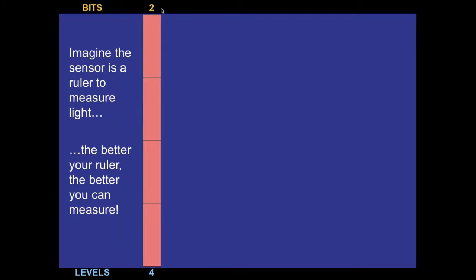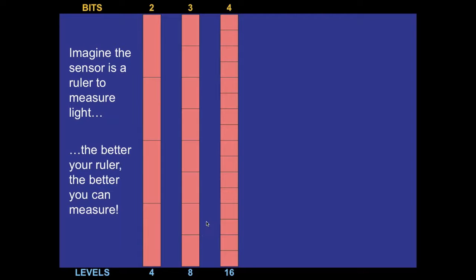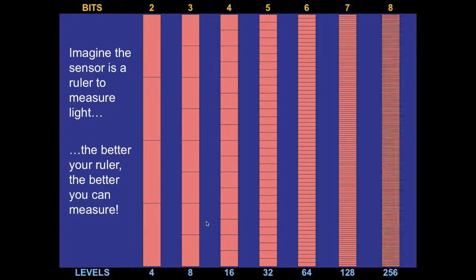So for example, a 2-bit file has 4 different levels in it, which is basically 2 squared, 2 to the second power equals 4. A 3-bit file has 8 different levels, that's 2 to the third power equals 8, and so on, such that an 8-bit file has a total number of 2 to the 8th power, or 256, different levels. So imagine that these vertical lines are rulers, and these little marks, which represent the number of levels, can be thought of as little gradations on the ruler.